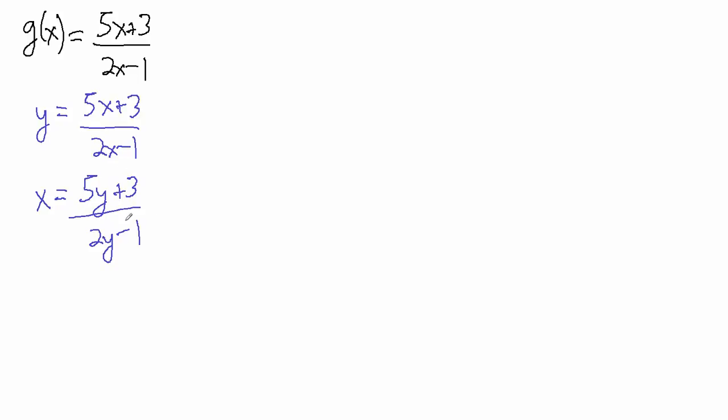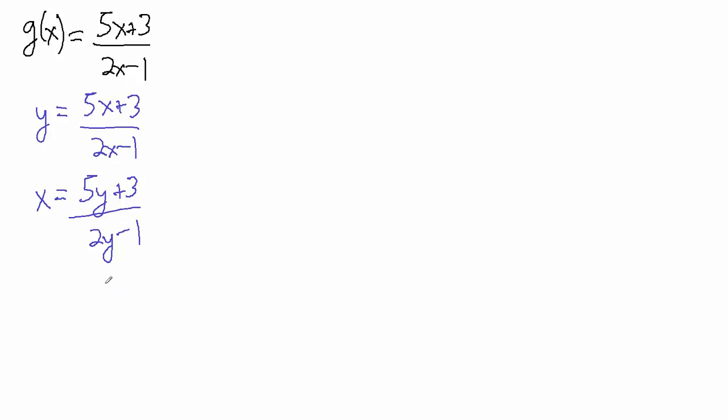Now, why do we do that? Well, now what we want to do is just solve for y, and then once we solve for y, that's our inverse function, okay? So the original function is up here, g of x equals 5x plus 3 over 2x minus 1. Now, if we replace g of x with y, and then swap the x's and y's, all we have to do is solve for y, and that gives us our inverse function, okay?